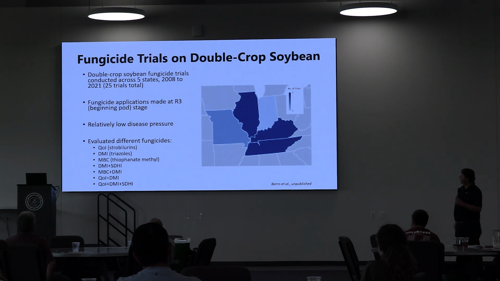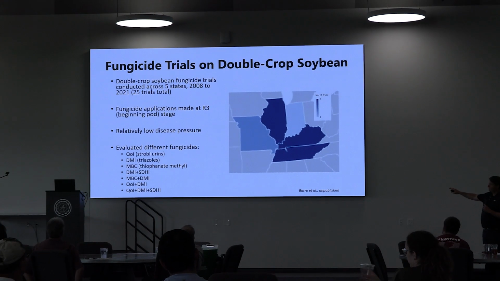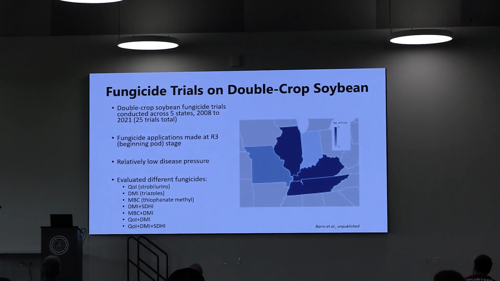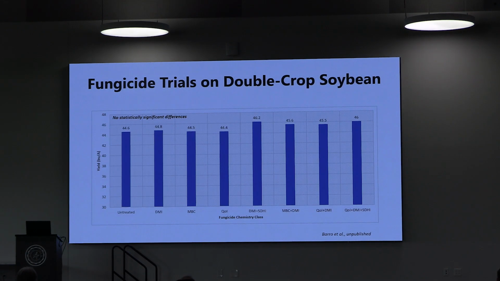From 2008 to 2021, and fungicides were applied at the R3 growth stage. Relatively low disease pressure in this, and you can see the different classes of fungicides and mixtures that we used in these trials as well. So this is broken out by chemistry class, and so this is the data from all of those different locations, different years, etc. So a lot of data went into this.